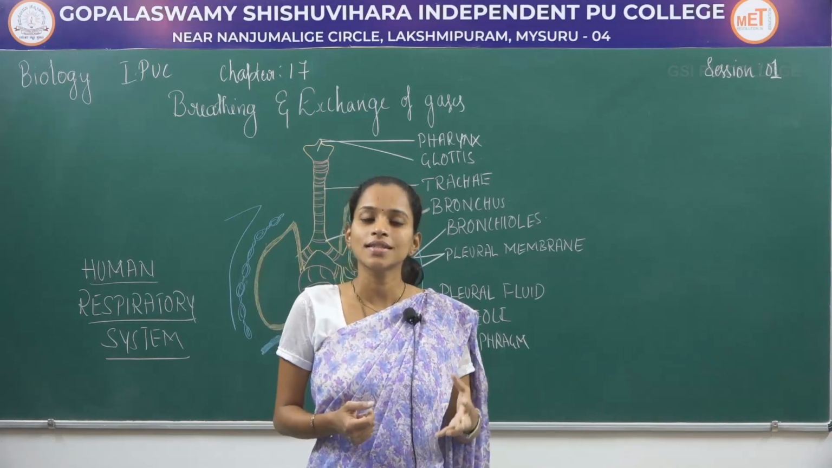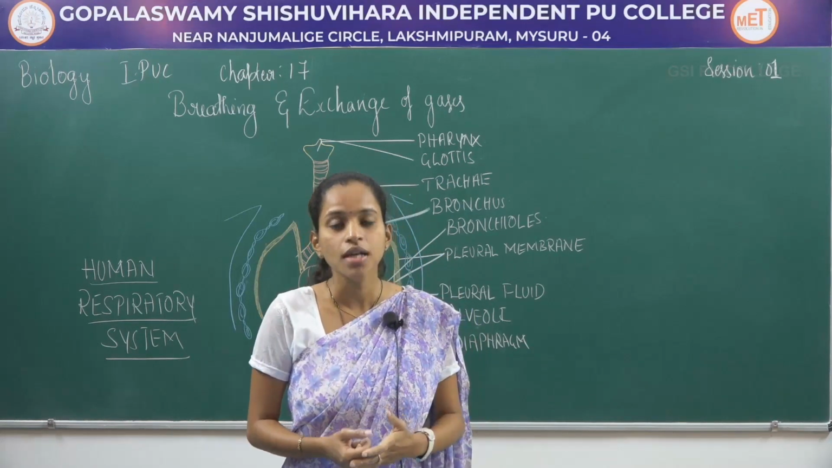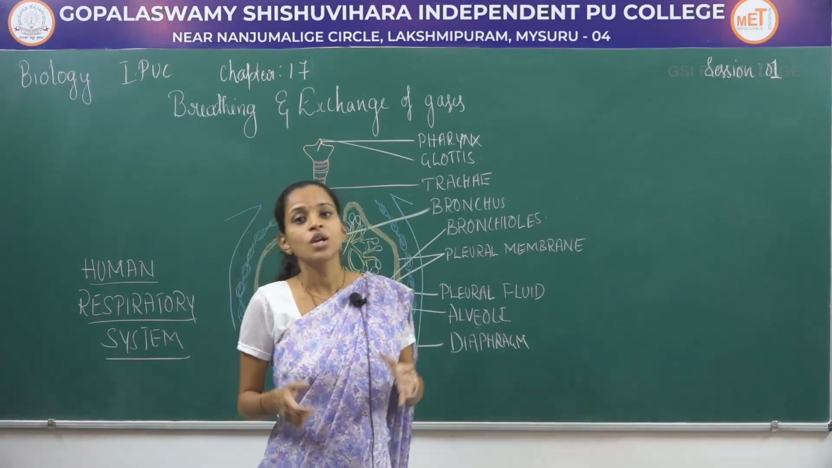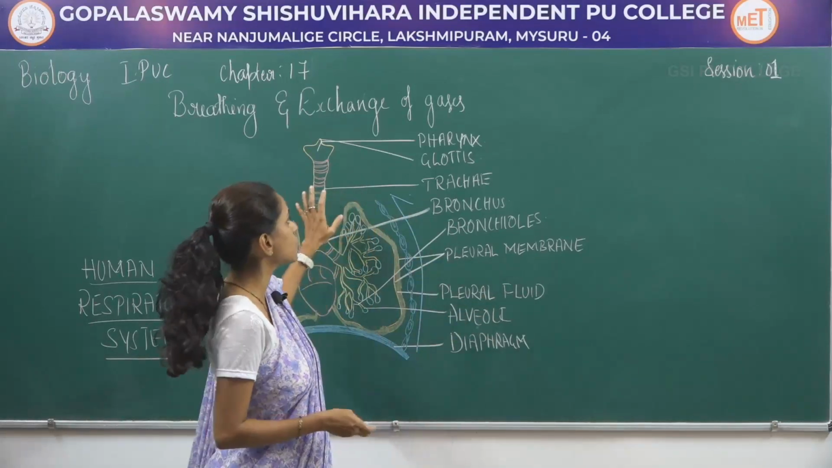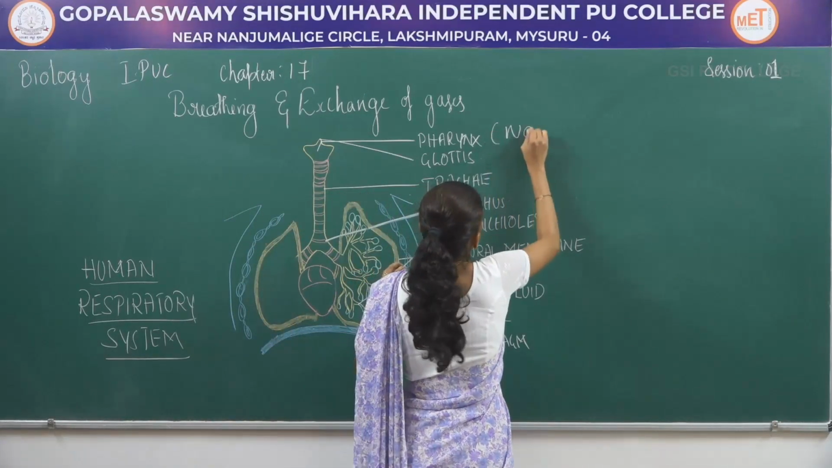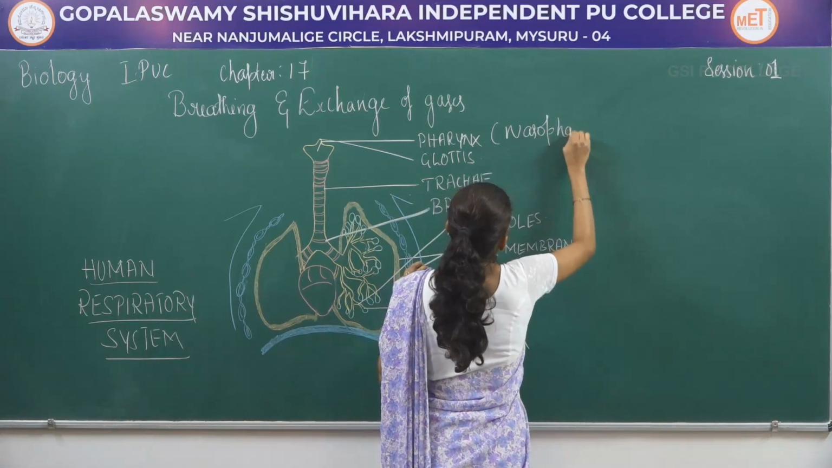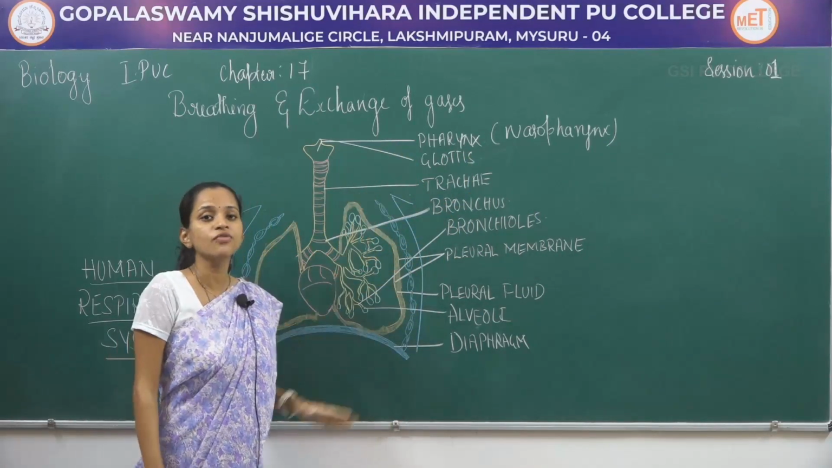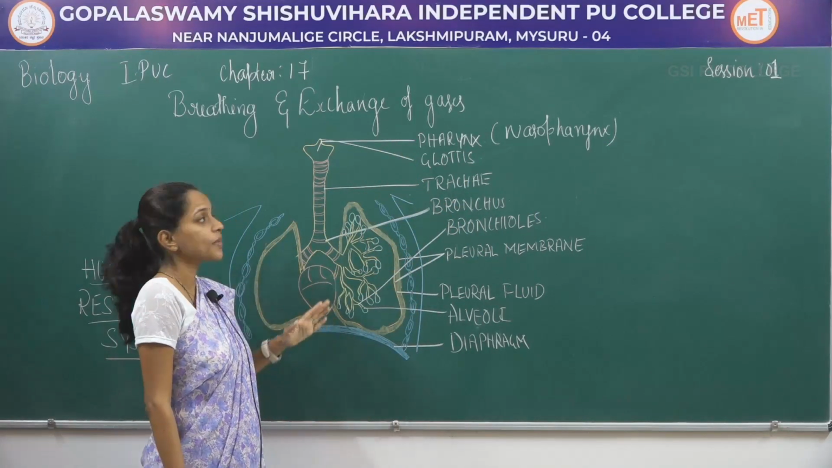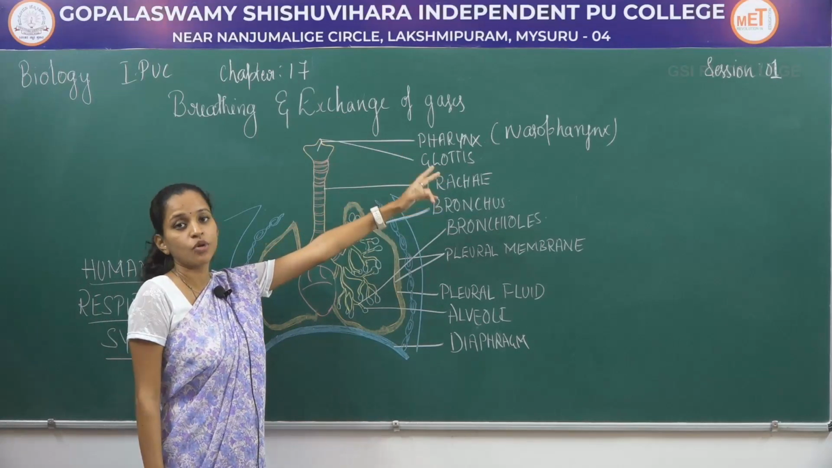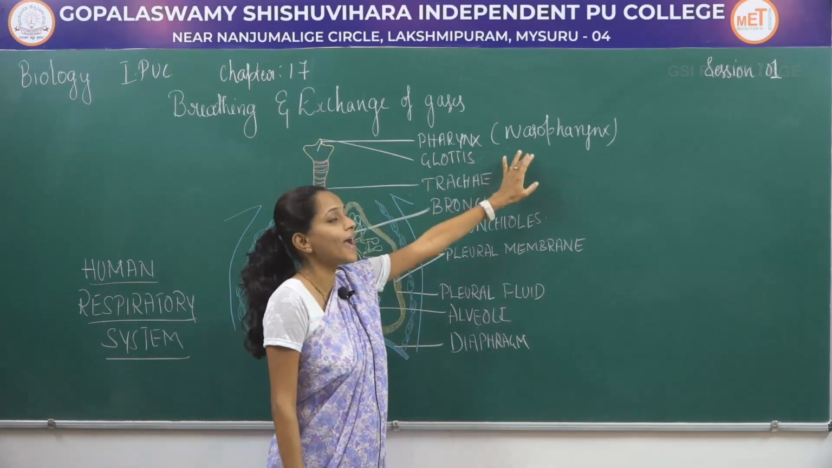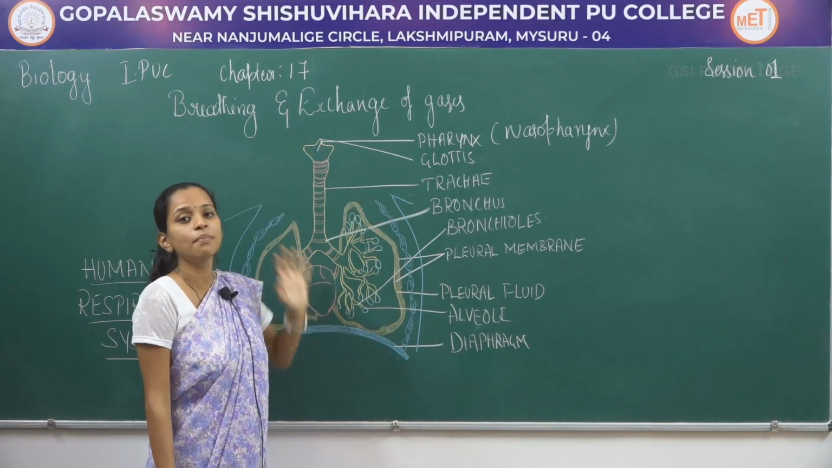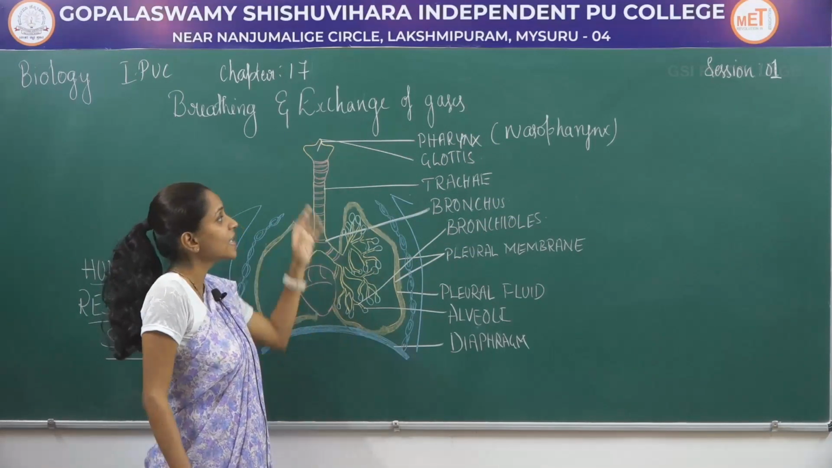Once the dirt or dust is trapped in the nasal region, only the air is passed into the next region, what we call the pharynx. Now the pharynx in respiration is termed the nasopharynx. This pharynx is a common region for both food as well as air. But here, as we are talking about the air, it is called the nasopharynx. From the nasopharynx, the air is later passed into the next region, that is the larynx.